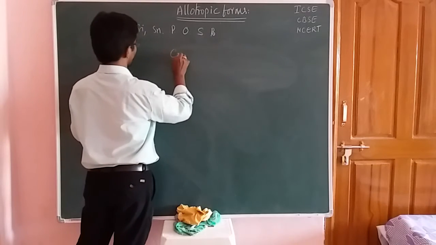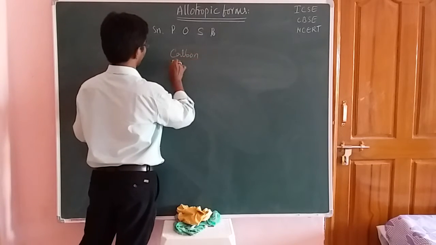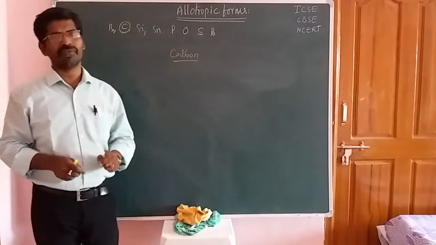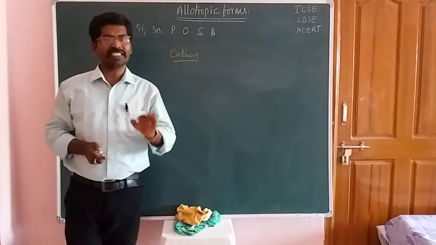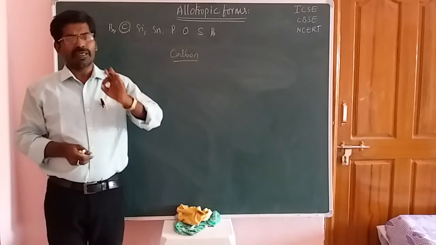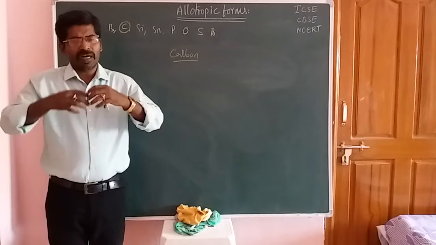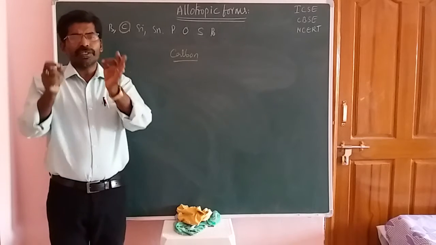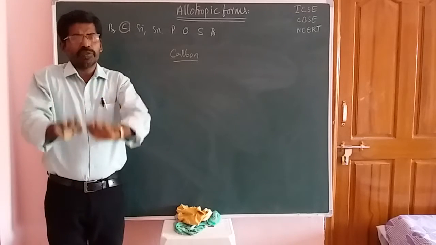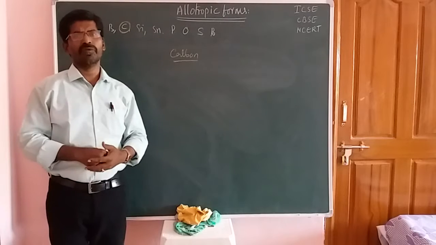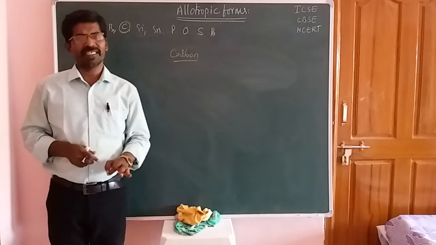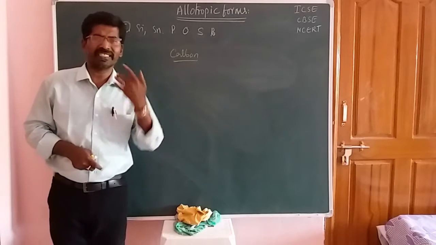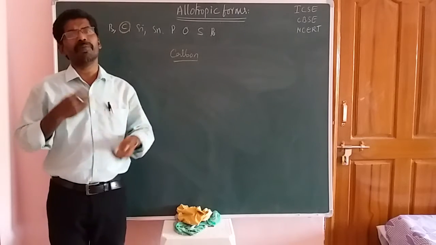So first of all, you should take the carbon atom. Carbon exists in different types of allotropic forms. The carbon atom shows different allotropic forms depending on two factors: first, the catenation property, and second, p pi bond formation.